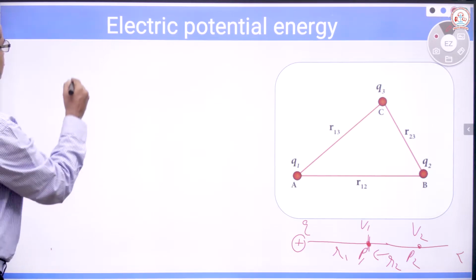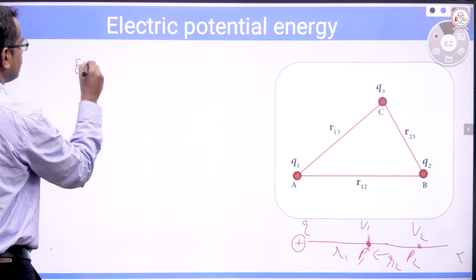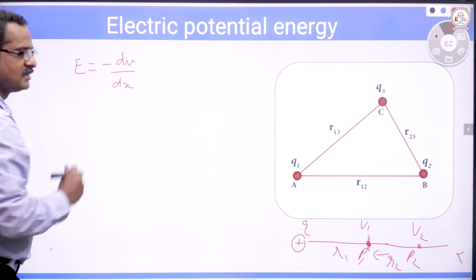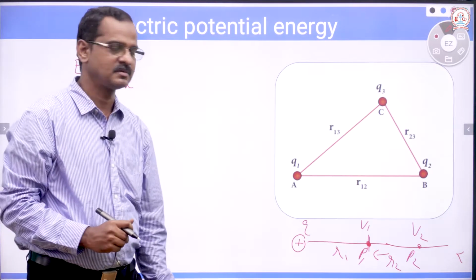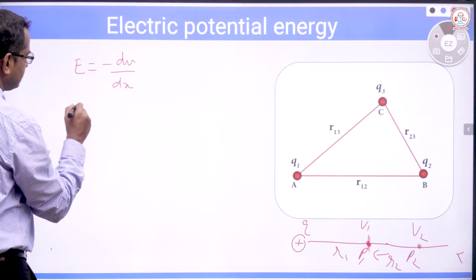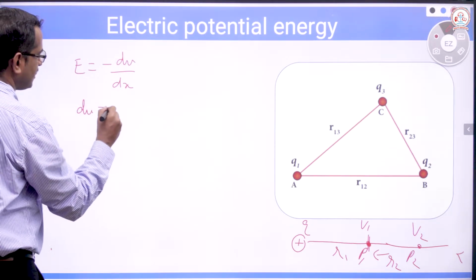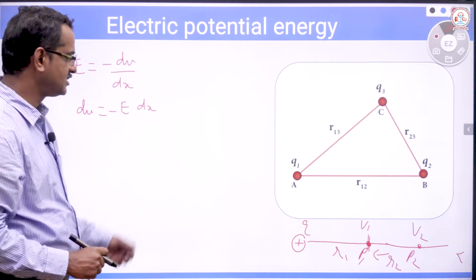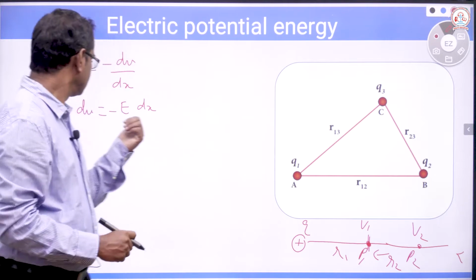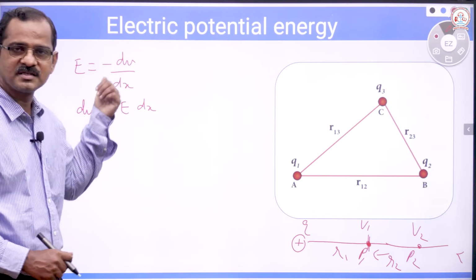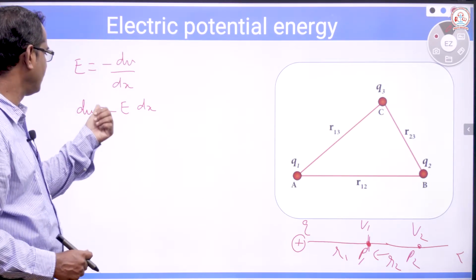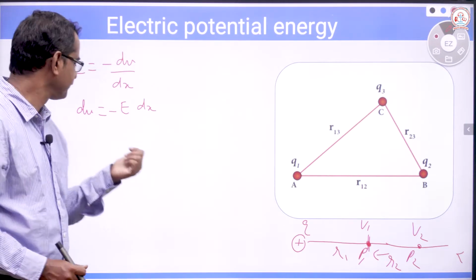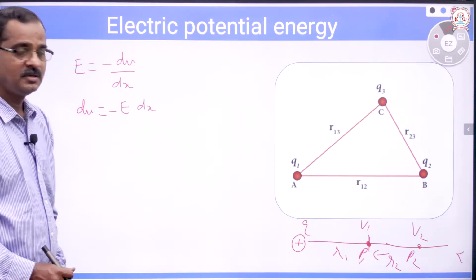E is equal to electric field, E is equal to minus dV by dx. This is from dV is equal to minus E into dx. E is equal to minus dV by dx, or dV is equal to minus E into dx. This is what we have seen in the previous case, isn't it?